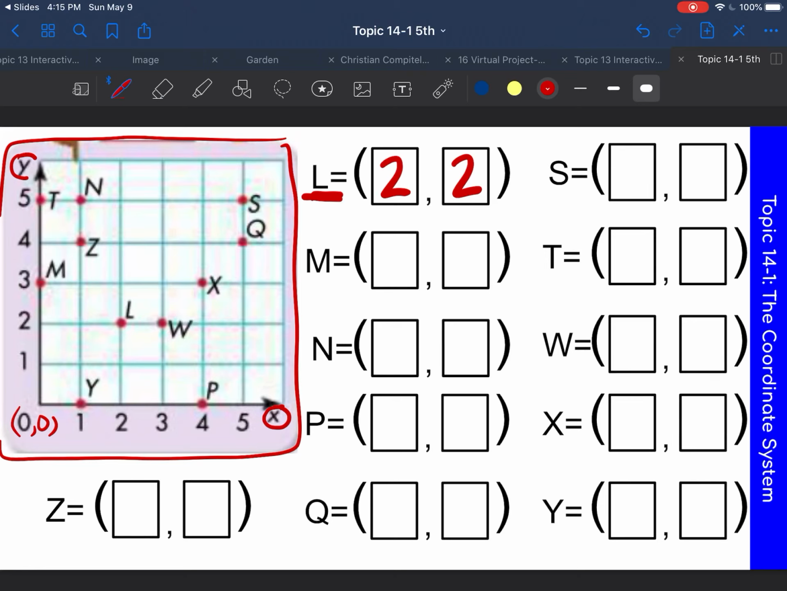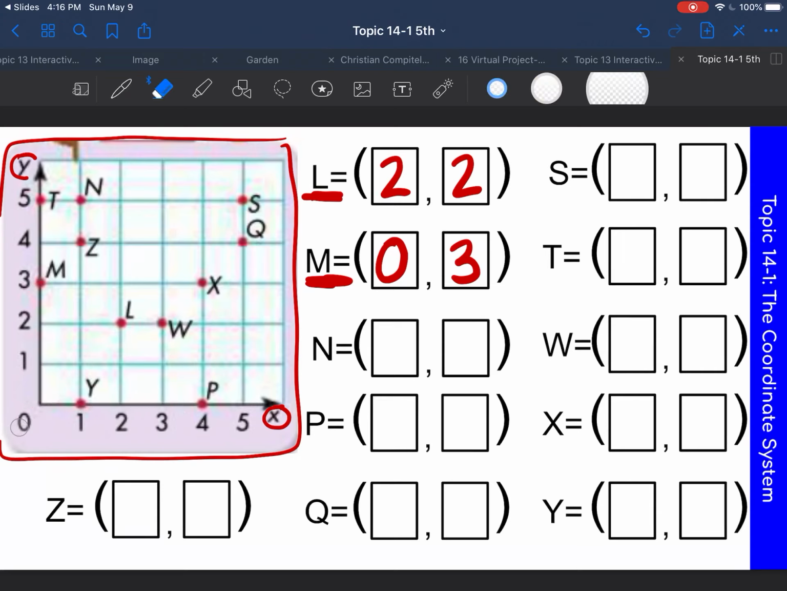All right. So the next one is M. So M is right here. Now this is where it gets interesting because we go on the x. Do we go over at all on the x-axis to get to M? We don't. So if we don't move on the x at all to get to our point, we go how many spaces? We go 0 spaces, so the x coordinate would be 0. But how many spaces up do we go on the y-axis to get to M? We go 3. So this ordered pair would be 0, 3, because we don't go any spaces on the x, but we go 3 on the y.